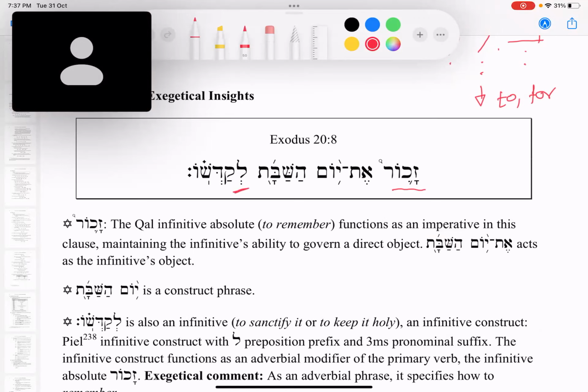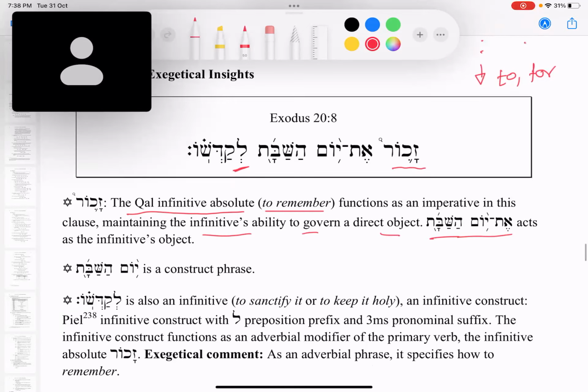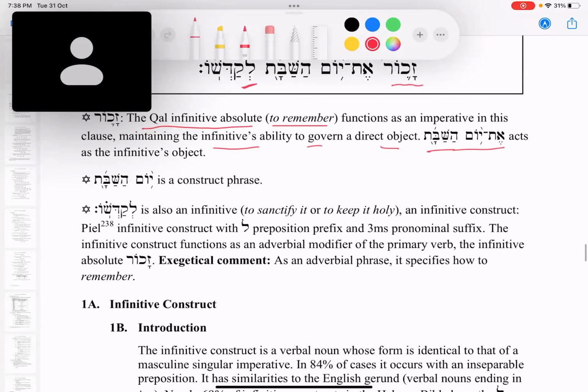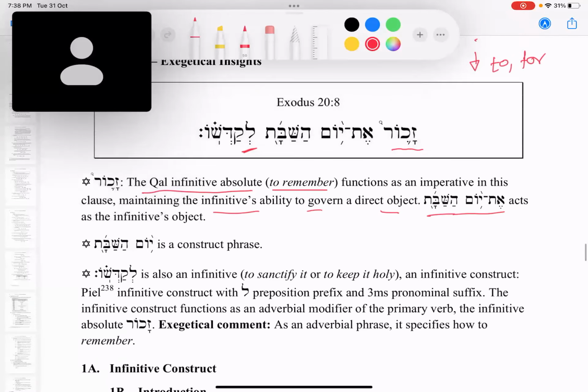Okay, 'to' or 'for'. So this Qal Infinitive Absolute, that is 'to remember', functions as the imperative in this clause, maintaining the infinitive ability to govern the direct object, et Yom HaShabbat. So here you will find that the lamed preposition is used because its translation as a preposition is 'to' or 'for'. So it is used here for infinitive construct, infinitive absolute and infinitive construct.